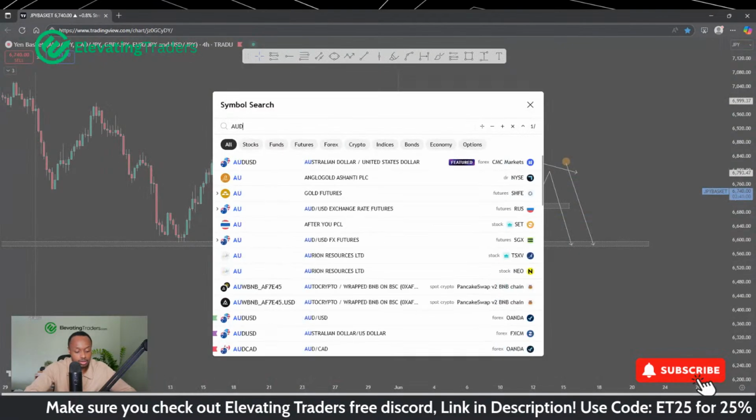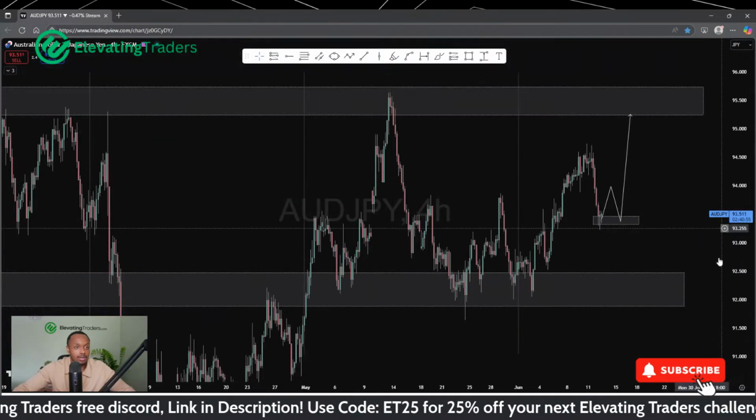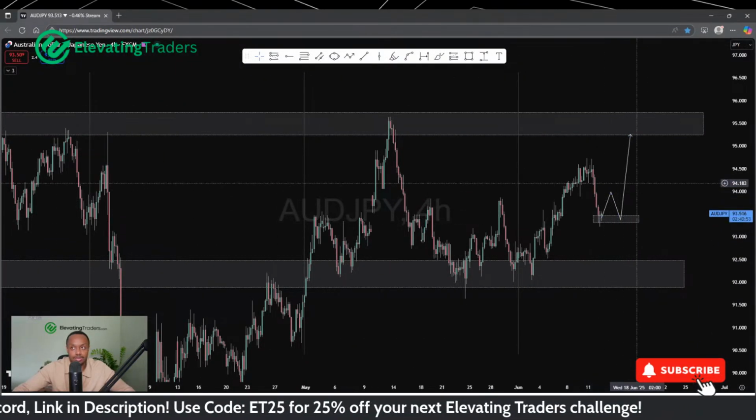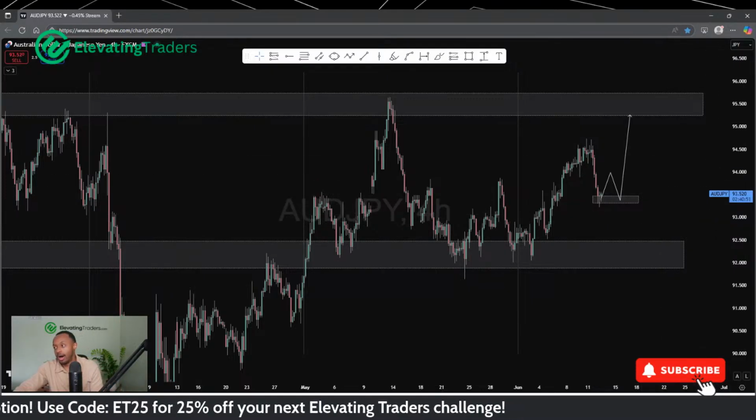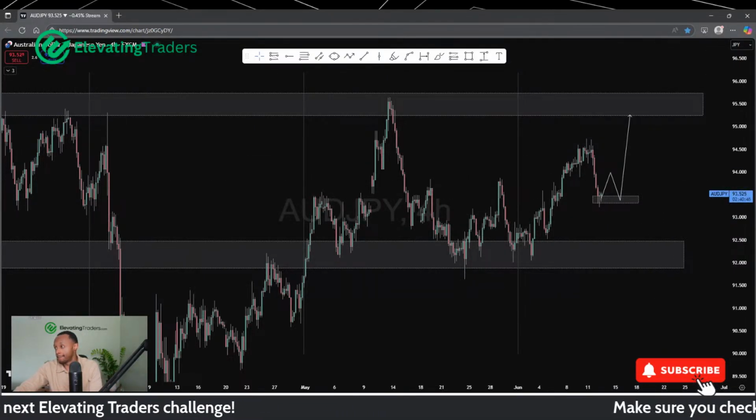And I'm looking at a similar fate for Aussie yen. Nice push down, create some support. I think we can drive higher. So Aussie yen's still pretty bullish for that one as well.